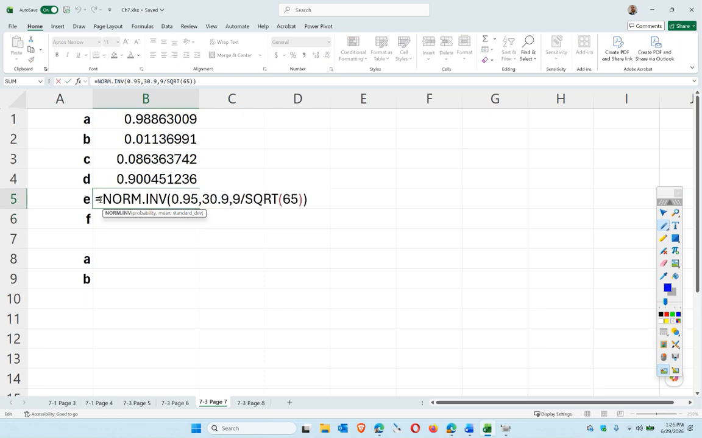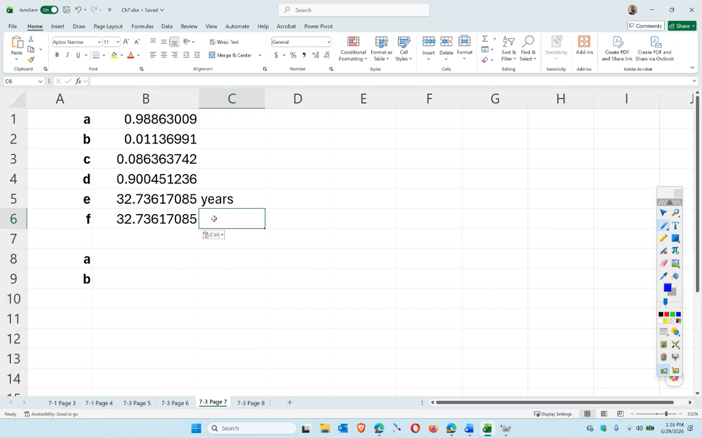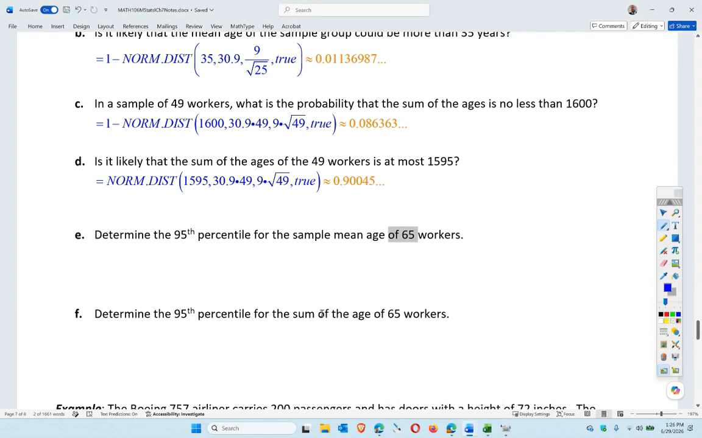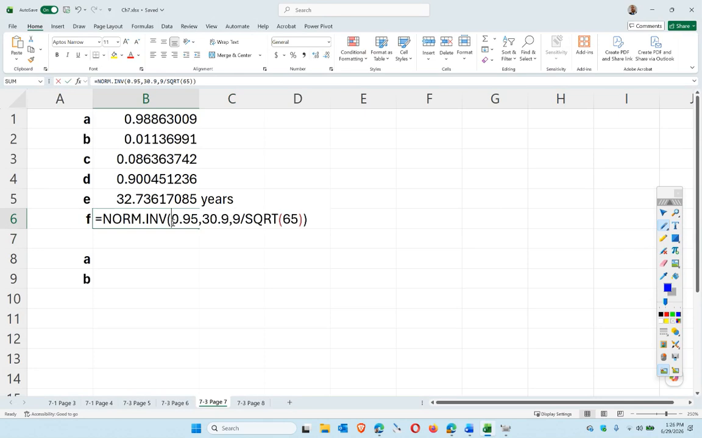Okay, so I'm going to take this, copy it, paste it, and put years here. So this question is asking for the sum of those people, correct? So I'm going to take this and times it by 65 and times it by root 65. So if I add up all 65 people and my sample is in the 95th percentile, what is that number of years? It's about 2,127 years essentially.